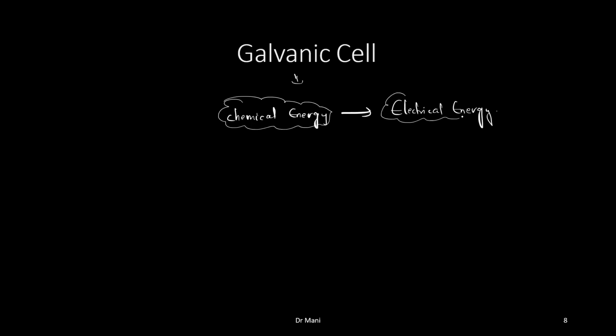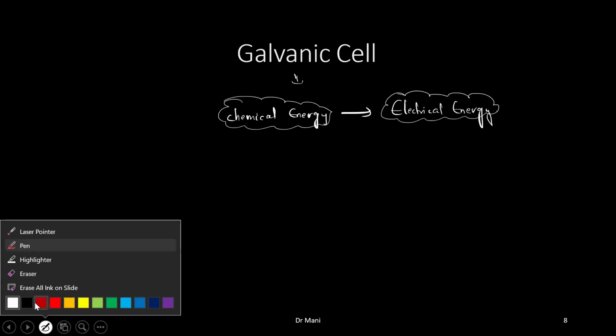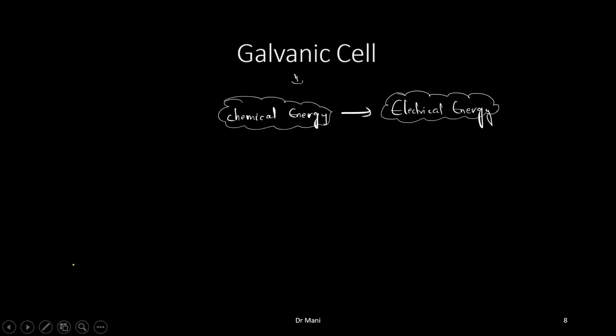This is the main thing. Okay, so how does that happen? Let's see. First of all, you need to know a few things. Electrodes. What are the two different types of electrodes? Anode and cathode. Yeah, they are anode, cathode.